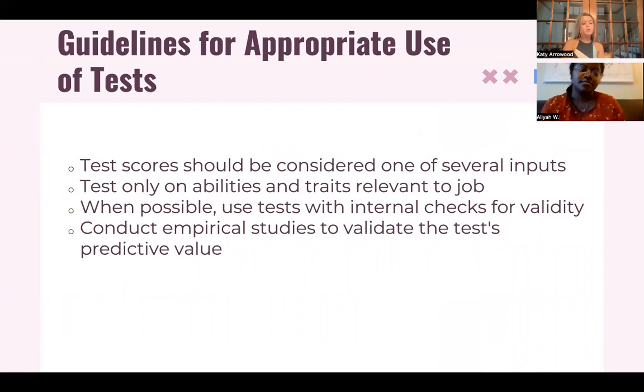To avoid or at least minimize the preceding test problems, there are guidelines that need to be followed. Test scores should be considered one of several different inputs, and tests should only be on abilities and traits relevant to the job. When possible, use tests with internal checks for validity and conduct empirical studies to validate the test's predictive value.